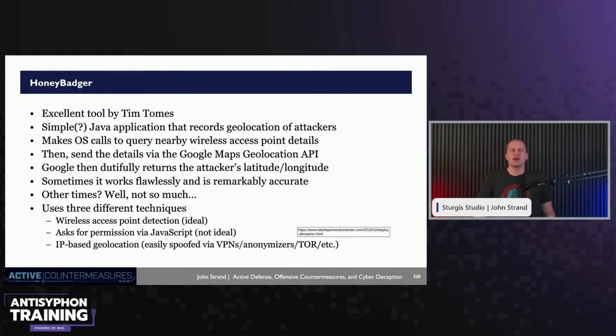Now, originally this was created by Tim Tomes. It's a really, really simple Java applet, VB applet, any number of different things that records geolocation of attackers when they're coming down on your environment. It makes operating system calls, gets wireless, and then feeds that data into Google Maps via their geolocation API. And it works. The reason why we don't run it as a class anymore is Google requires you to register for your API keys. We used to just be able to pull down API keys and do whatever we wanted, and that was fun. But now we have to register it, and I feel a little uncomfortable just giving out a valid geolocation API to my students.